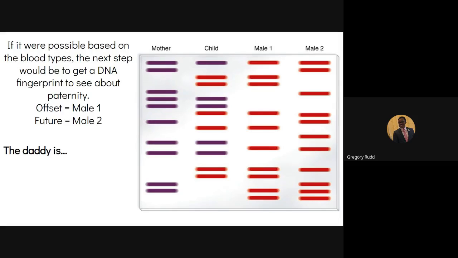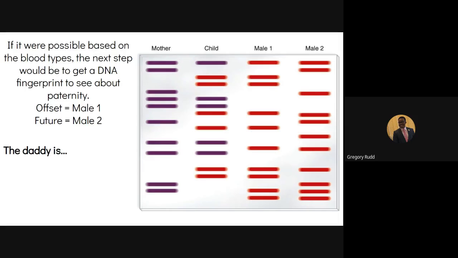So we've got the mother, who is Cardi B, on the left side with the purple DNA. We've got the child, who is Culture, in the middle. She's got a little bit of DNA from Cardi B and some red DNA that came from whoever the father is. We're told that male 1 is Offset and male 2 is Future. Can you all tell who the father more than likely is between these two? Male 1.